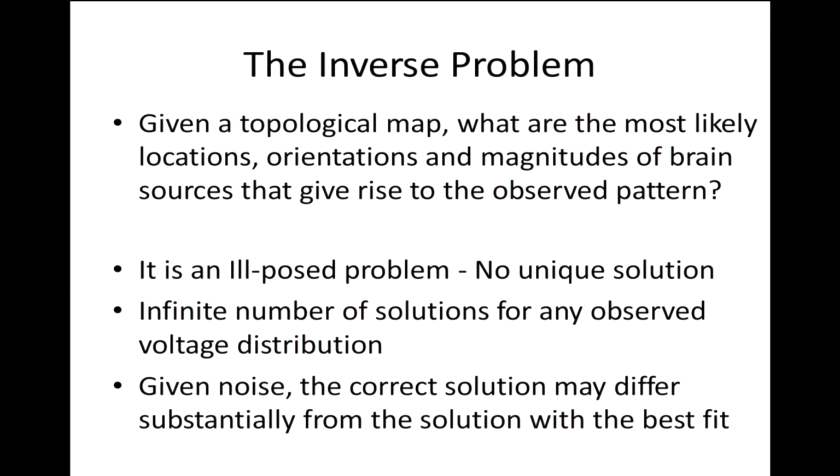So you are somehow going backwards from the scalp, from the sensor space to the source space. And the problem is there is no unique solution, because it is an ill-posed problem. For the same scalp distribution you can have an infinite number of mathematically possible solutions which give rise to the same distribution.